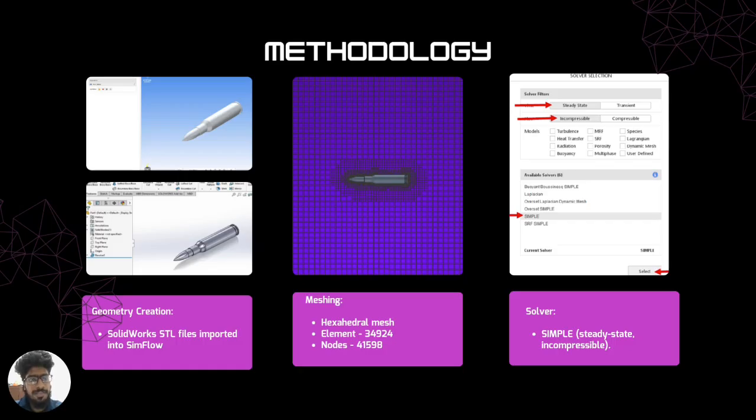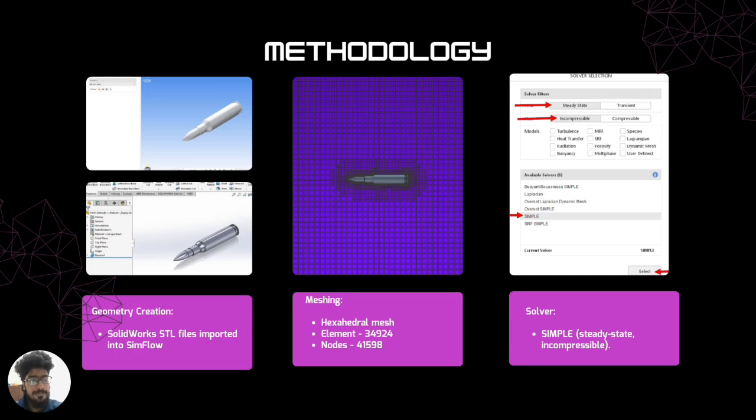Several methods were carried out to analyze the aerodynamic performance of the bullet. The first method is geometry creation. The bullet geometry was created in SolidWorks and imported into SimFlow as an STL file.